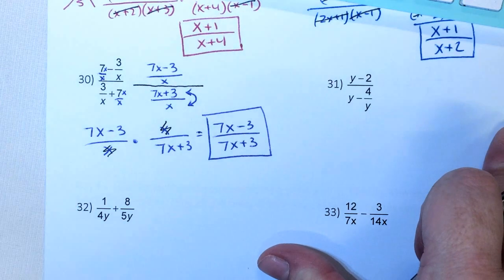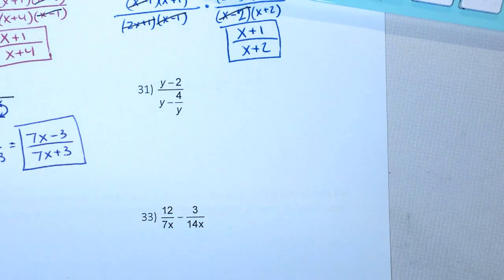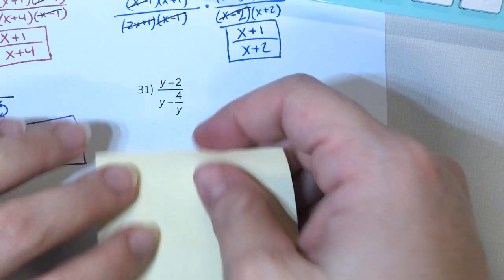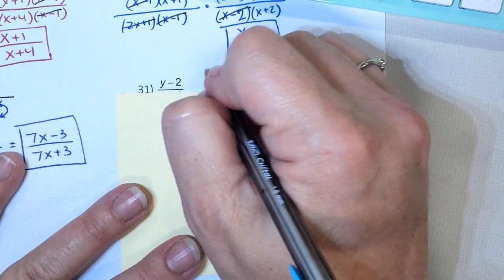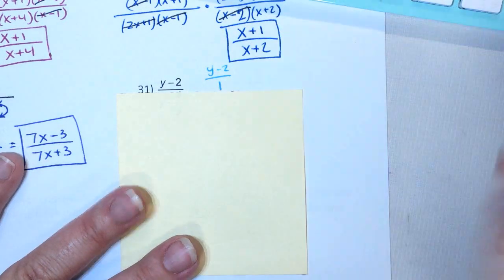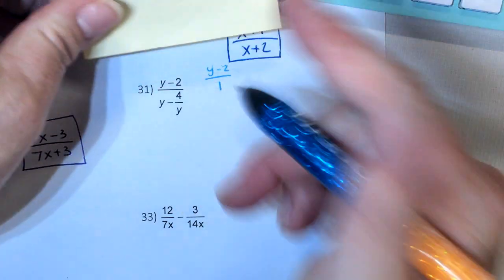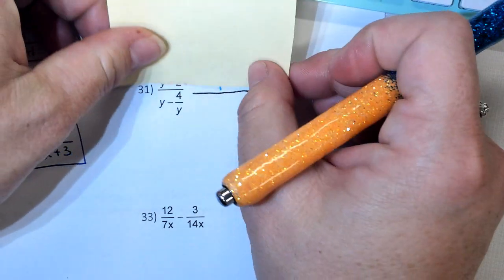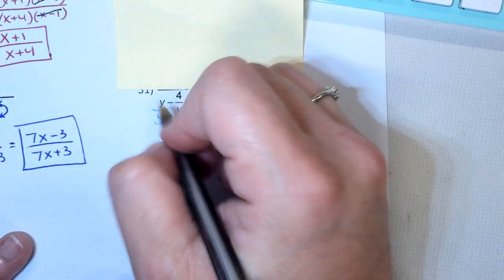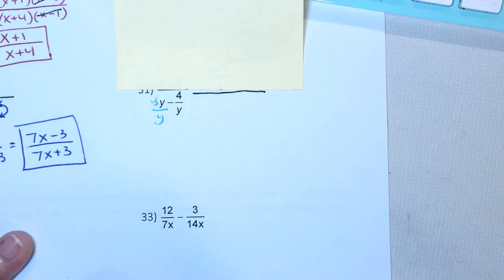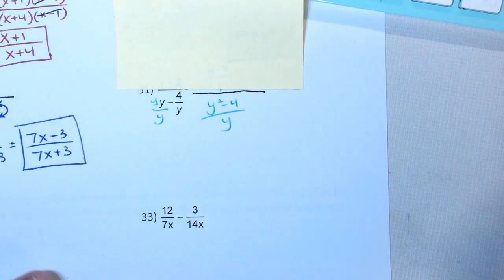So same exact concept on number 31. Now the nice thing about this one is the top is already written as pretty much a single fraction. So if I needed to make it a fraction, we could do y minus 2 over 1. I'm going to draw. Now this one is a little different. So we are going to have y. If I give the bottom a y, I have to give the top a y. And I end up with y squared minus 4 over y.